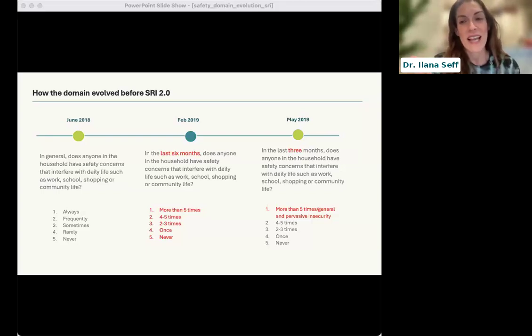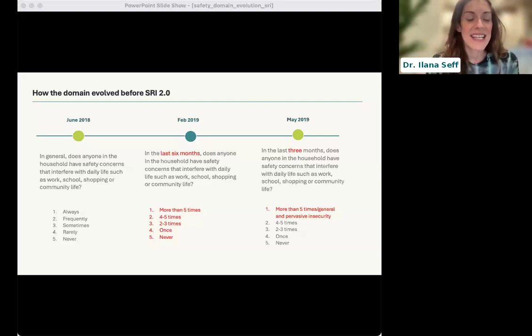Then we modified the tool a bit. We specifically changed the reference period to 6 months. So instead of asking in general, we wanted to really help households think about a specific period, the last 6 months. And we changed the response choices to be a bit more explicit, actually naming the number of times, to ensure that households were thinking about the number of safety incidents in the same way.